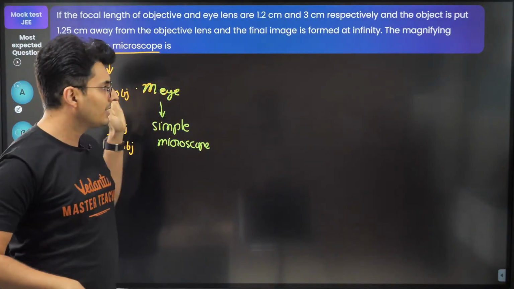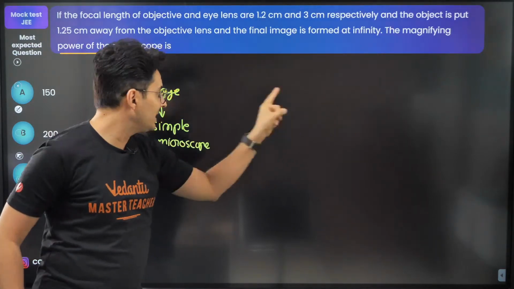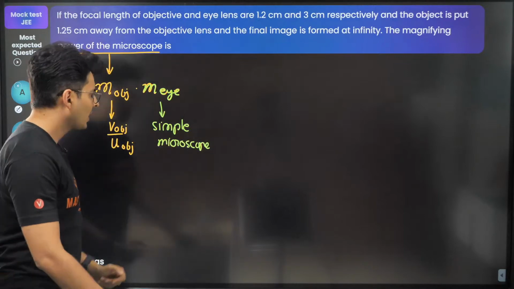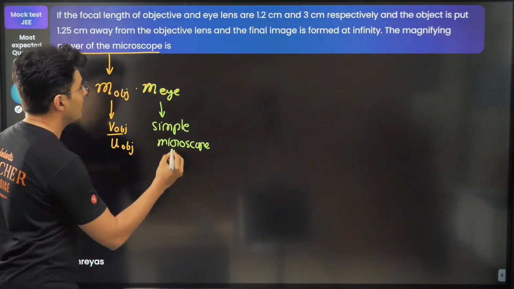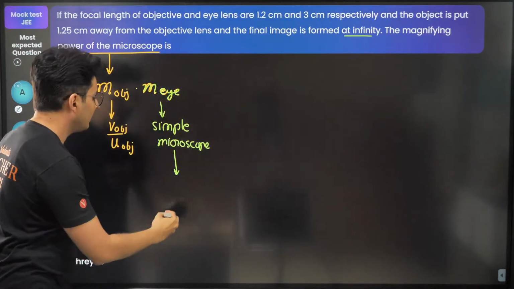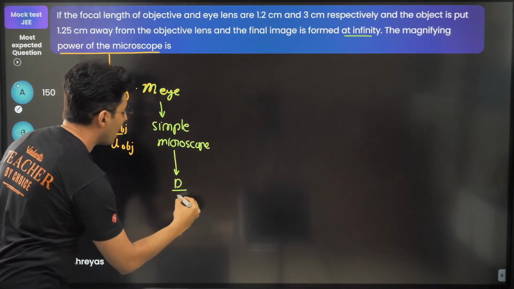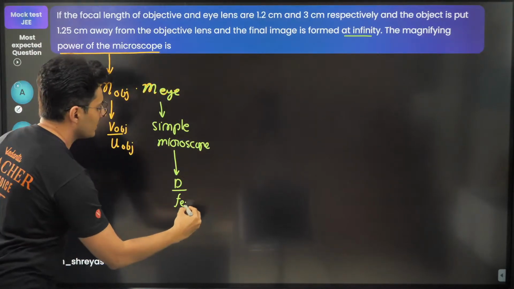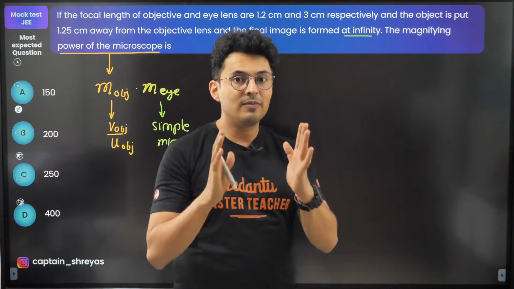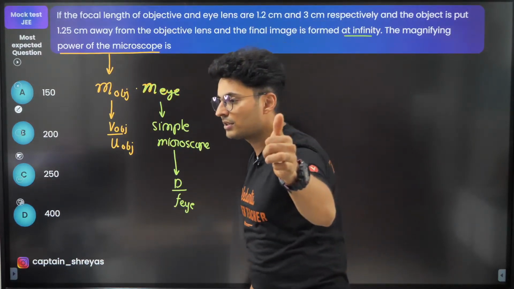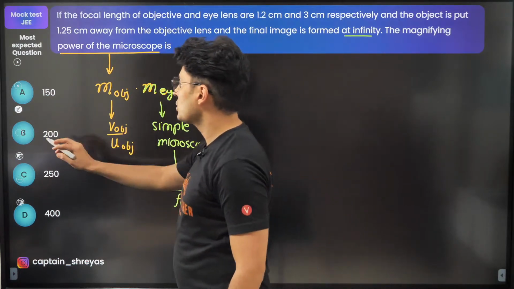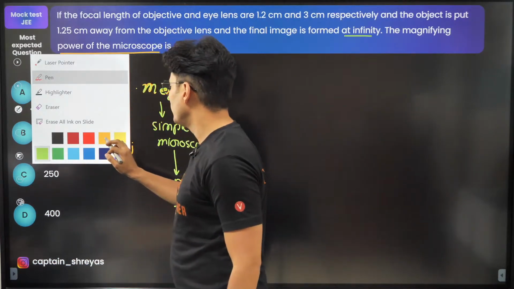There is an objective lens and an eyepiece lens. The eyepiece lens always behaves like a magnifying glass or a simple microscope, and the magnifying power of a simple microscope when the image is formed at infinity is D by F. This is for the eyepiece. It will be 1 plus D by F if the image is formed at the least distance of distinct vision. As simple as that. Now let's find each of these terms. Then my job will be done.